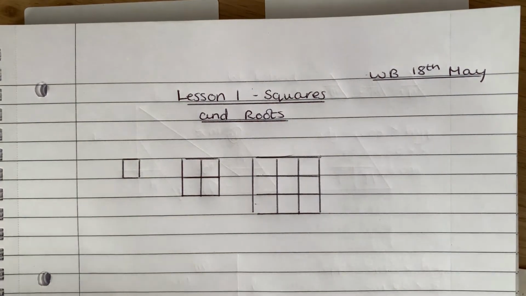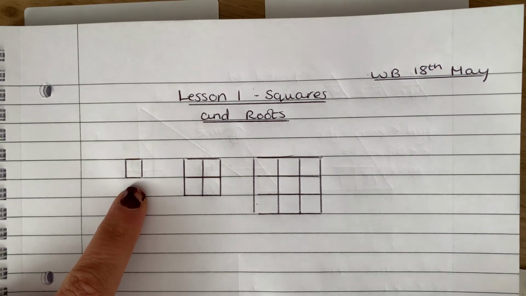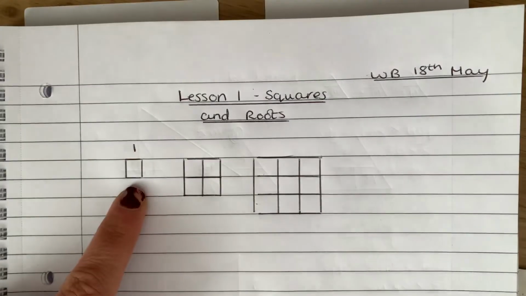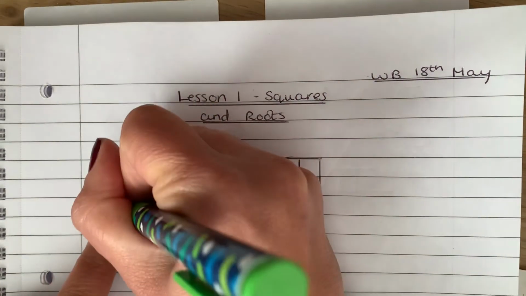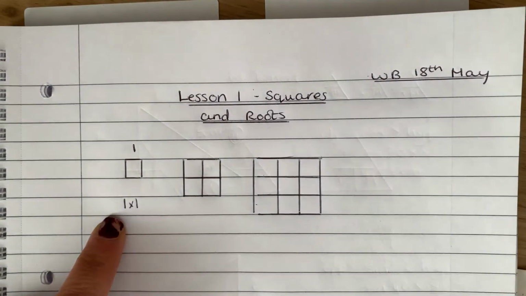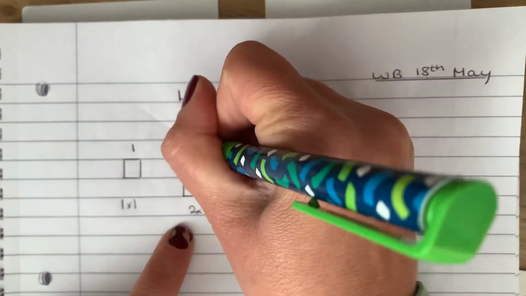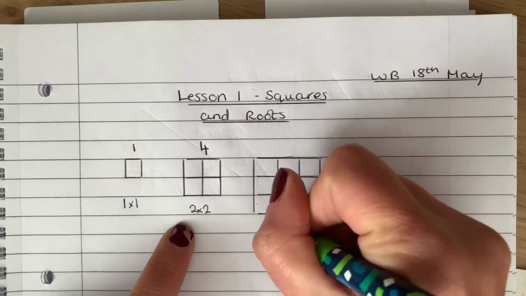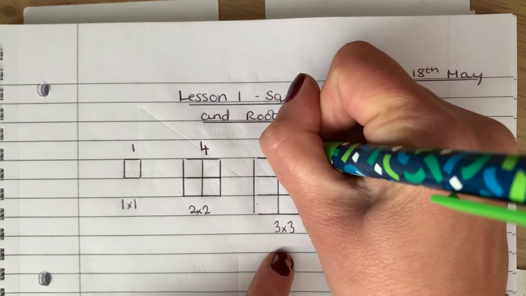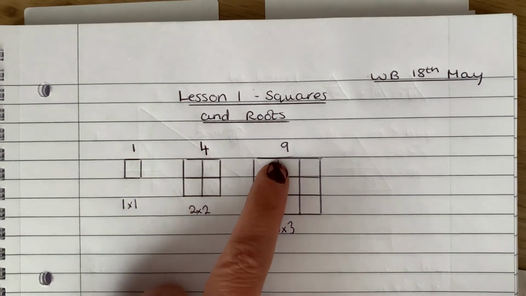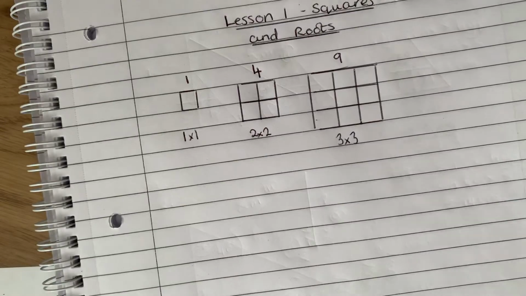Okay, now squares. Squares create square numbers. So I've got some squares here. First one is 1, because there's one little square there. It's 1 by 1. 1 times 1 makes a square. 2 times 2 makes a square. That gives us 4. 3 times 3 makes a square. So that gives us 9. So these are square numbers. Okay, remember? So our square numbers go something like this.